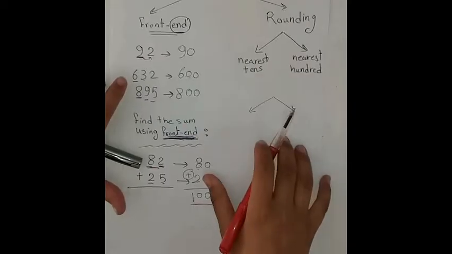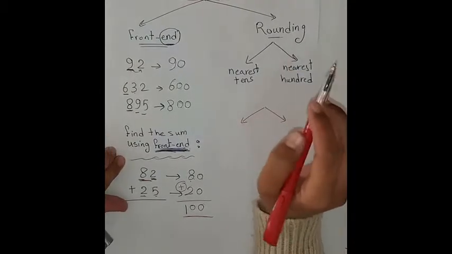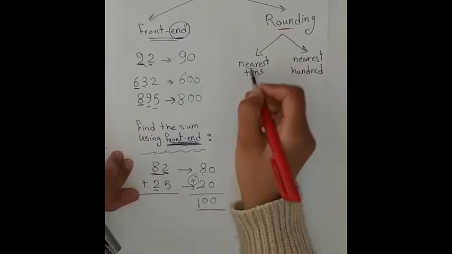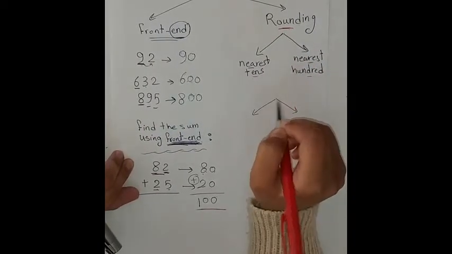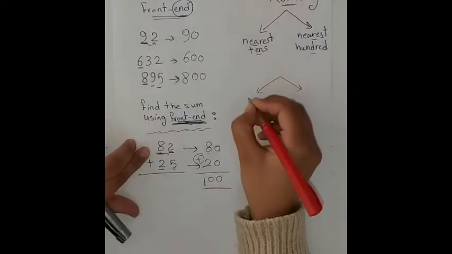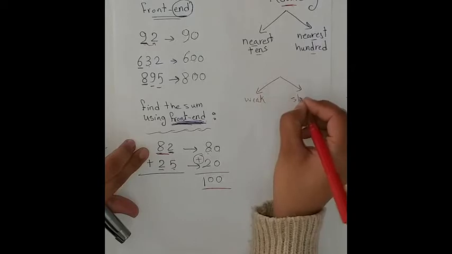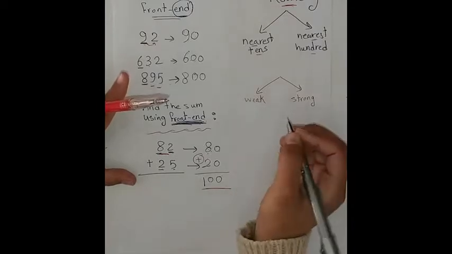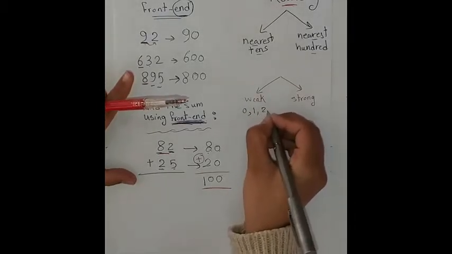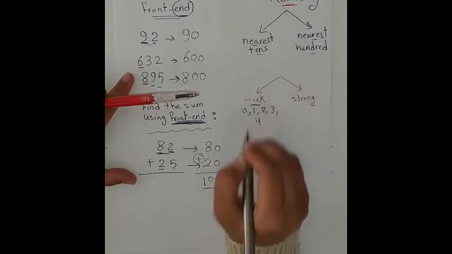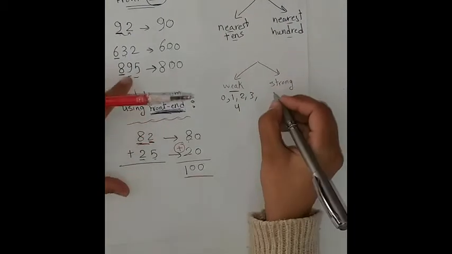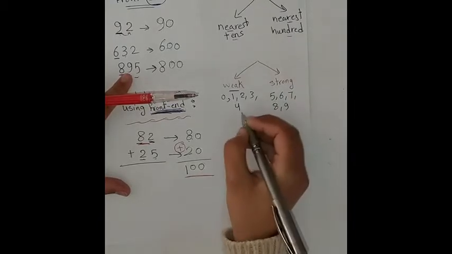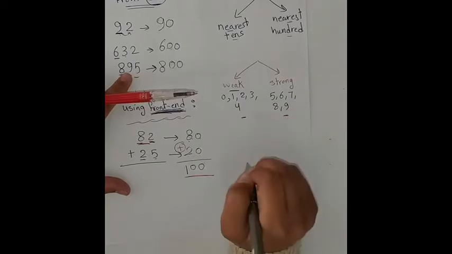Okay. The second strategy is rounding. In rounding, I must be careful about two things, as we said before. Does it want the nearest 10 or the nearest 100? Which one? And another thing I must be careful about is the weak numbers and the strong numbers. As we said before, the weak numbers are from 0 up to 4. 0, 1, 2, 3, and 4 are weak numbers. And the strong numbers are from 5 up to 9. 5, 6, 7, 8, 9. And we will know why these are weak and these are strong. Okay.